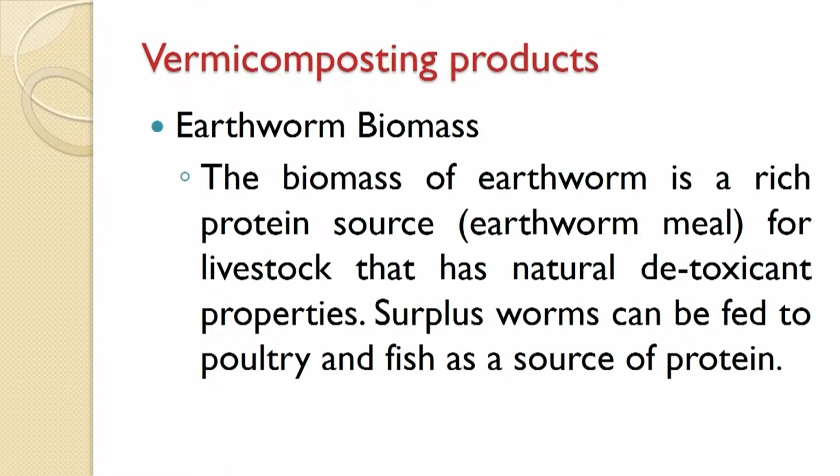Next, let's discuss what we can get from our vermicomposting unit apart from vermicompost. One such product is earthworm biomass. This earthworm biomass is rich in protein, and it is alternately called earthworm meal. It is particularly used for livestock, and it has natural detoxicant properties. As we have already discussed, vermicompost itself has the capability to remove heavy metals from the soil. Similarly, earthworm biomass has natural detoxicant properties. This surplus worm can be fed to poultry and fish as a source of protein, as protein requirements need to be met for the maintenance of poultry as well as fish farming.